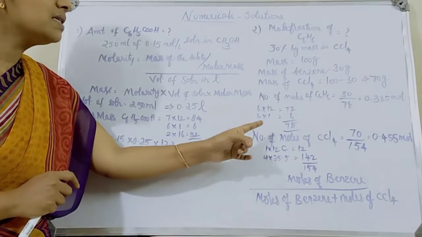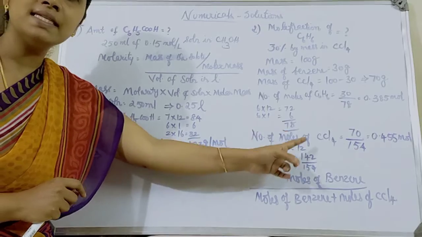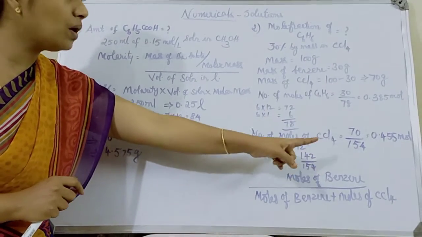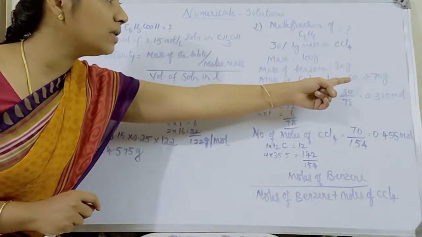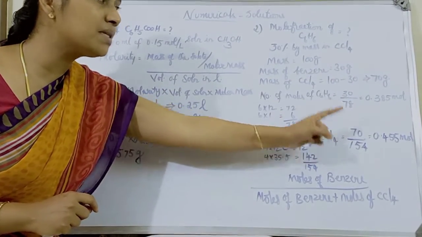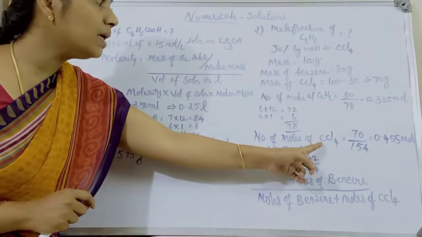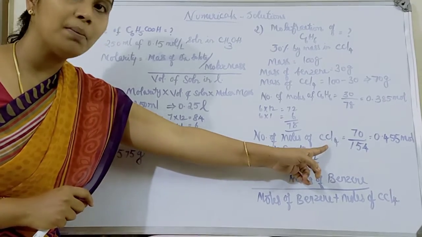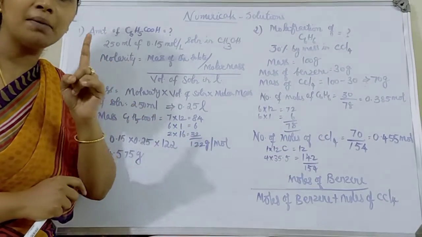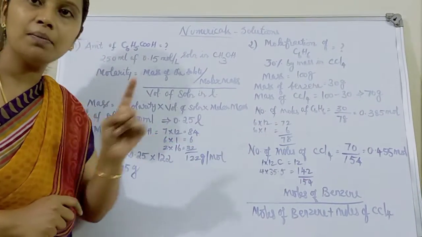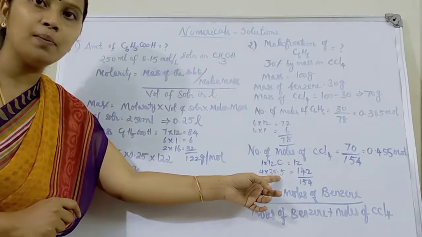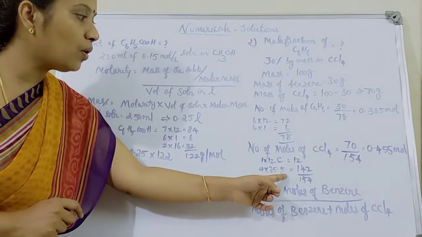Now, what is the number of moles present in CCl4? Mass by molar mass. What is the mass of CCl4? Which I have subtracted from 100. So, I have got the answer as 70. So, 70 gram is nothing but mass. How to calculate molar mass of CCl4? How many carbon atoms are present in CCl4? 1. So, 1 into 12. How many chlorine atoms are present? 4. What is its value? 35.5. So 4 into 35.5, 142.